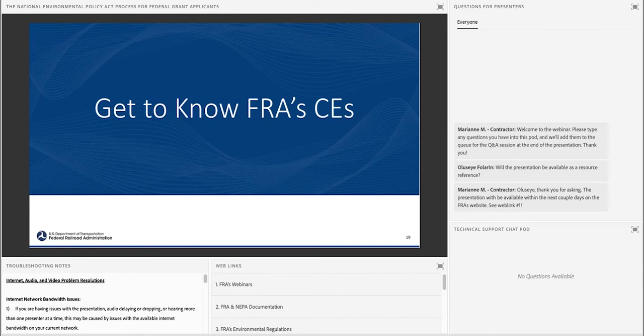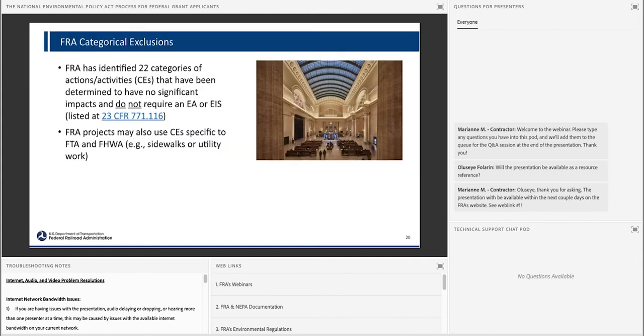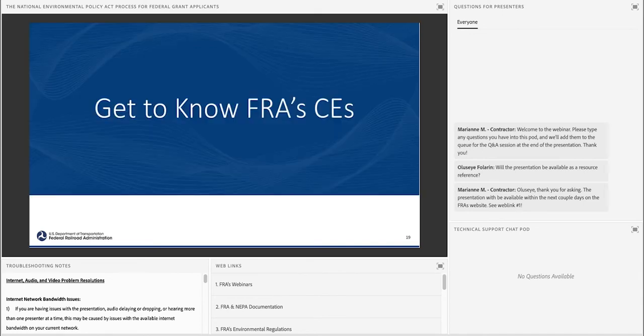One thing to remember, the environmental issues encountered for a CE should be minimal, and there should only be those resources that apply to the project under consideration. CEs represent the highest amount of NEPA documents at FRA. And over 90% of our NEPA documents in 2020 were categorical exclusions.